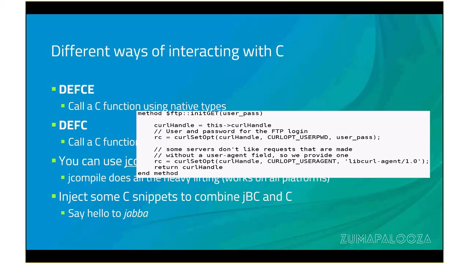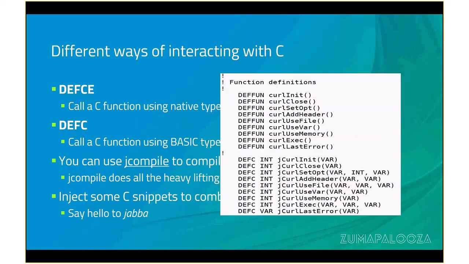Here you can see a method using JavaScript. I'll get to that in more detail, but the code to pay attention to here is the curl setopt function call, which is a regular C API from the EasyCurl library. Here's an include with a bunch of basic function declarations and also defc functions. Notice that jcurl setopt has a var, int, and var, which is then used as a gateway to the original C function curl setopt, which had char star, int, and char star respectively.